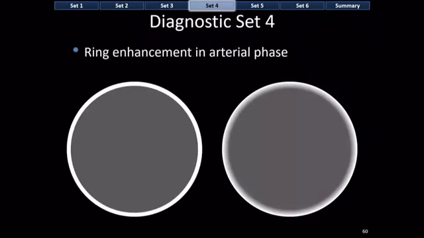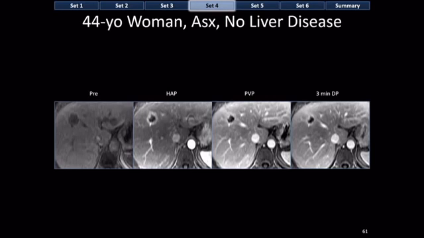What if the target is skinny? What if you just have a little thin, delicate rim of enhancement in the arterial phase, as illustrated in these schematic drawings and as illustrated in this case? Is the differential diagnosis the same or a little bit different? Well, it turns out the differential diagnosis is similar but not quite identical, so we'll go over it.